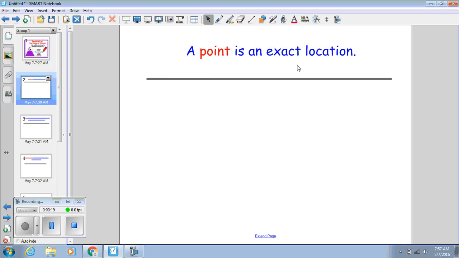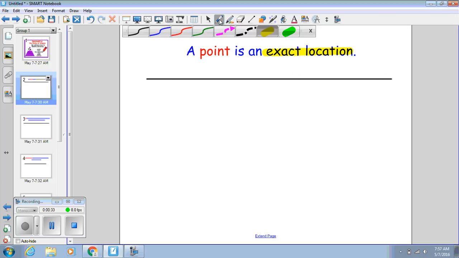A point is an exact location. I'm going to take my highlighter and highlight the important words in that definition, and that is exact location. So here I have a straight edge, and I'm going to represent a point on this line. So this red dot is considered the point on this line.